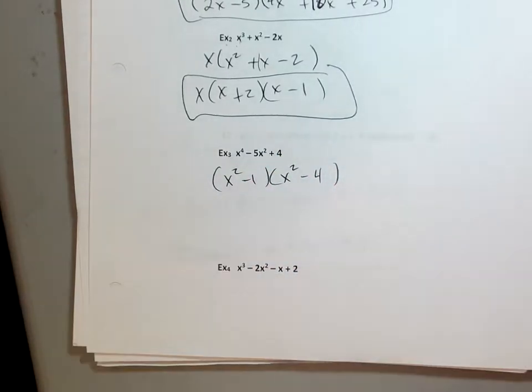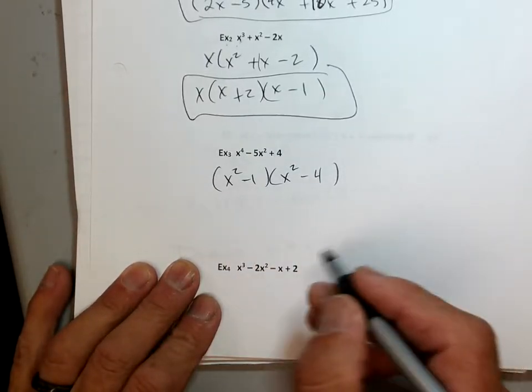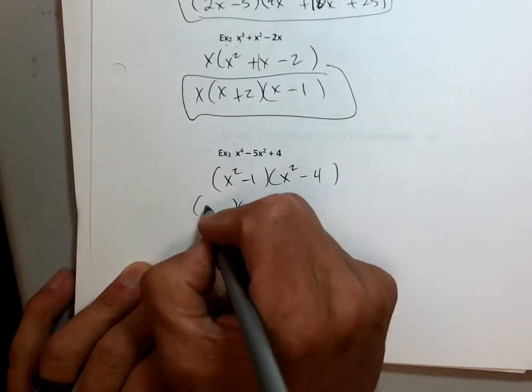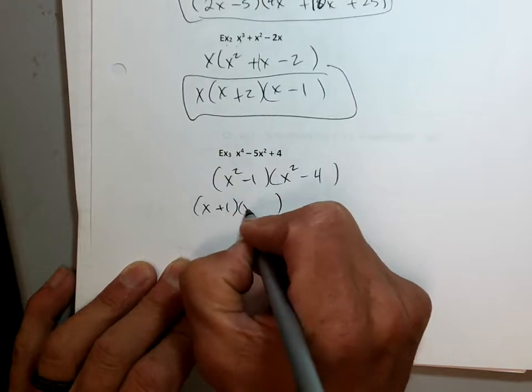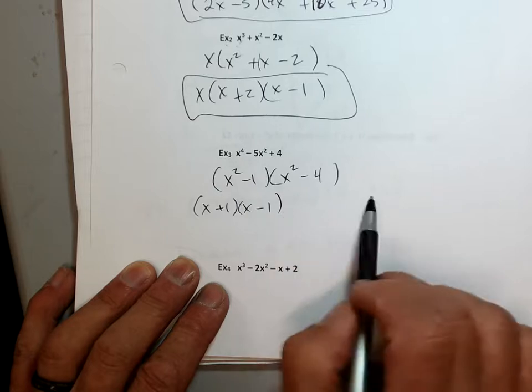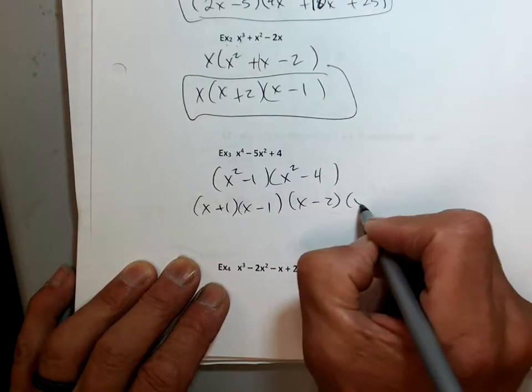Nice job, Isaac. Now you'd think you're done, and normally we would be done, but these two can be factored again. Okay? Don't put the phone away. You need to be paying attention. So let's factor this again. Let's go x plus 1, x minus 1. And then what about the x squared minus 4? x minus 2, x plus 2. Nice job, Isaac.